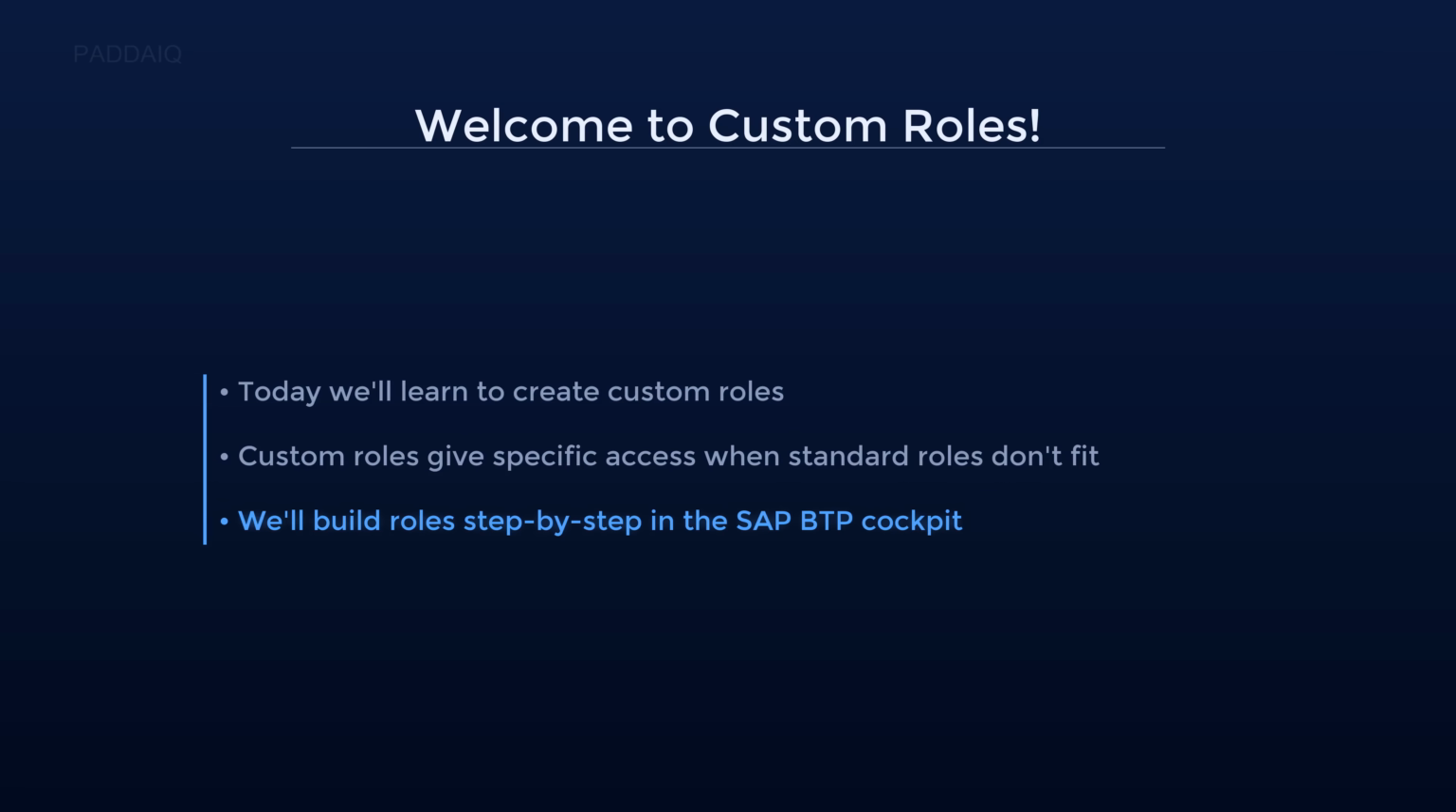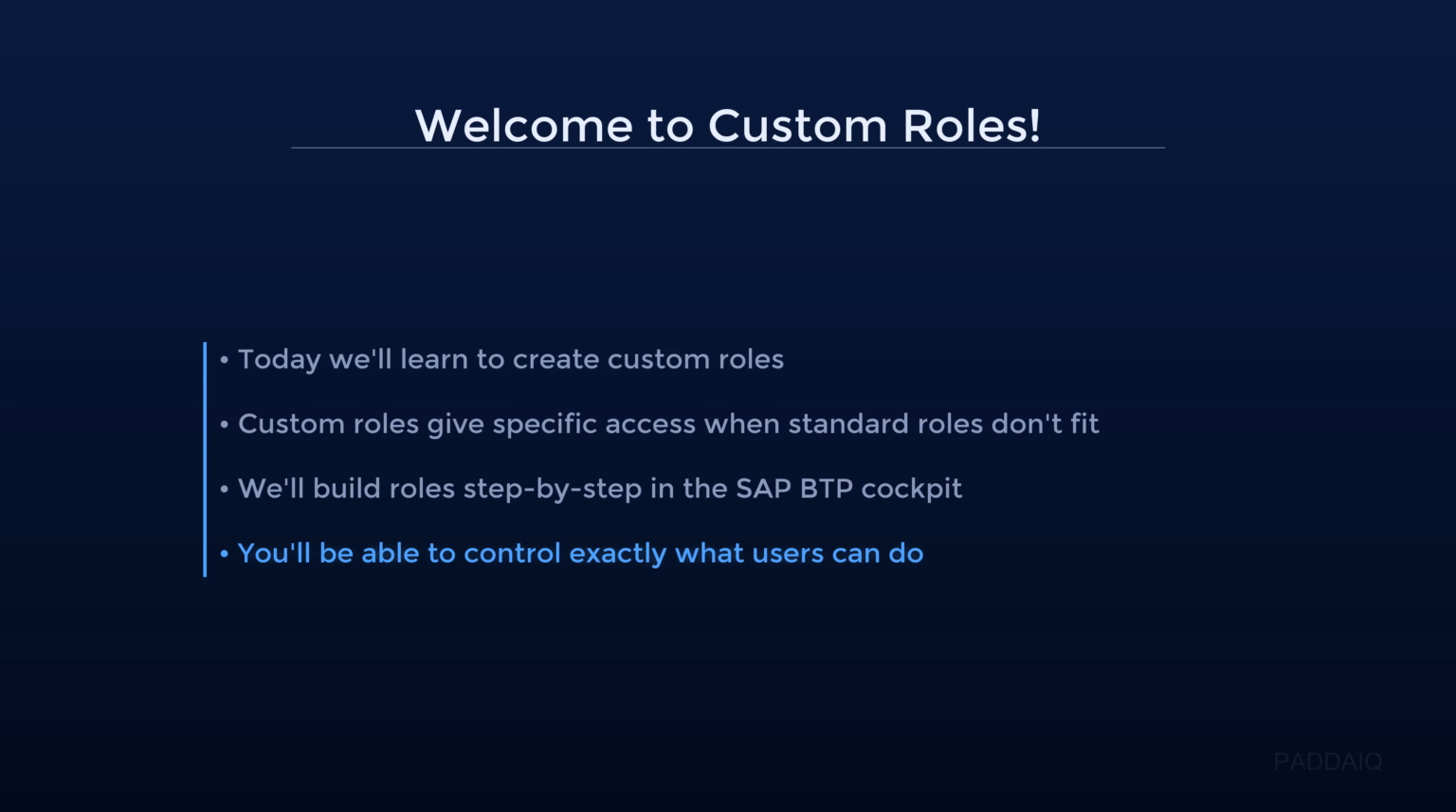We will build roles step by step in the SAP BTP cockpit. This means we will create user permissions gradually using the platform's web interface. For example, you might first grant view access to reports, then later add authorization to approve expenses. This hands-on approach ensures you master role creation securely and effectively.